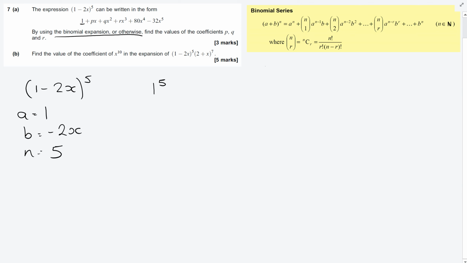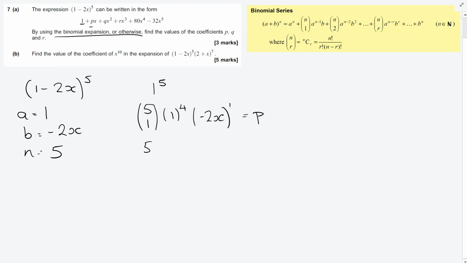The second term is 5 choose 1, and we'll look at how we do that on our calculator in a minute. a to the n minus 1, so 1 to the power of 4, because the power on the 1 is decreased by 1 each time, and b, so times minus 2x, or minus 2x to the power of 1. That will give us our p term, so that's effectively what p is equal to.